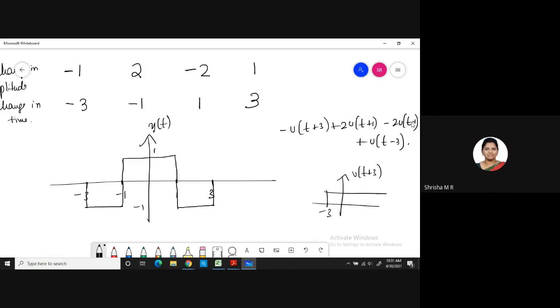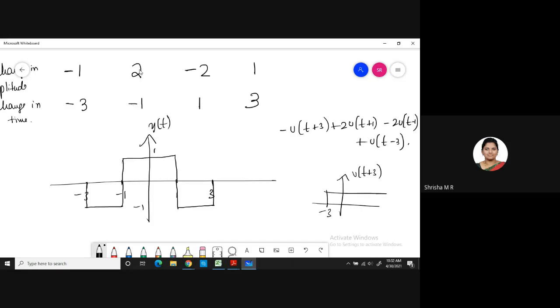In u of t minus 1, the signal will start from 1. Correct, it is right shifting because k is negative. In u of t minus 3 also, the signal will start at +3. So what you have to do is, at -3, the amplitude is -1. From -3, go to -1. -1 means one step down you go. Till time instant -1, it will be -1 amplitude only.